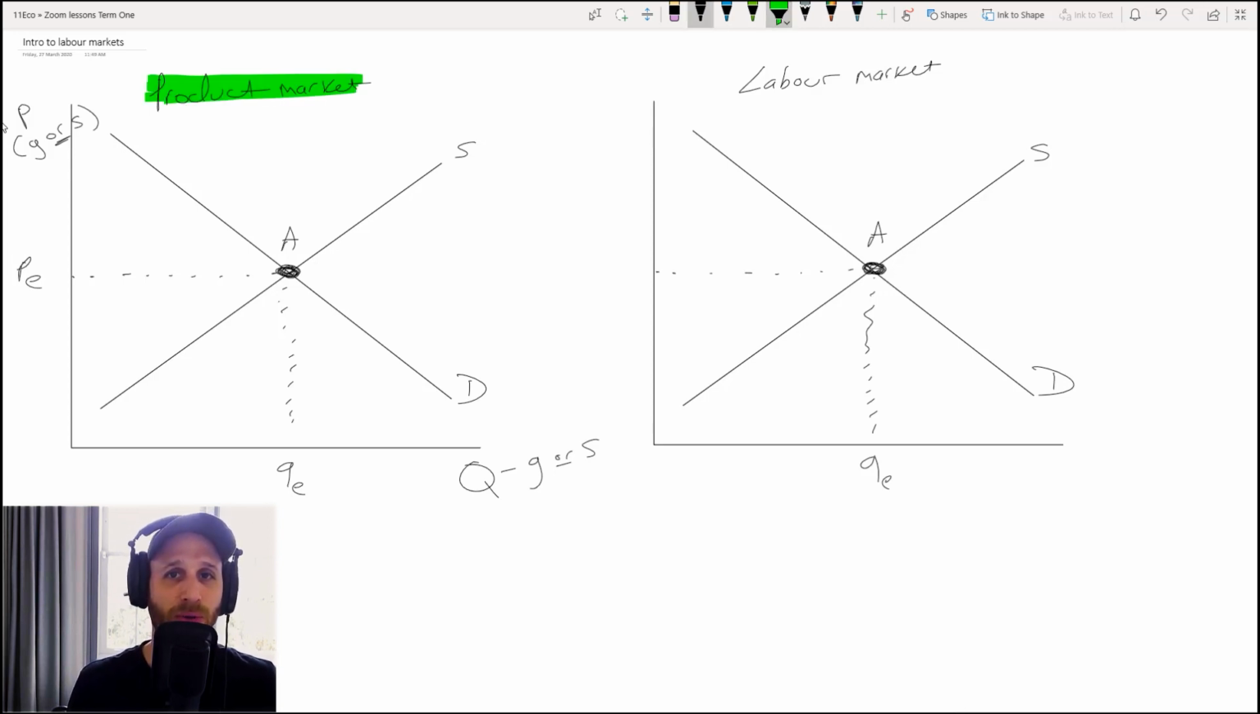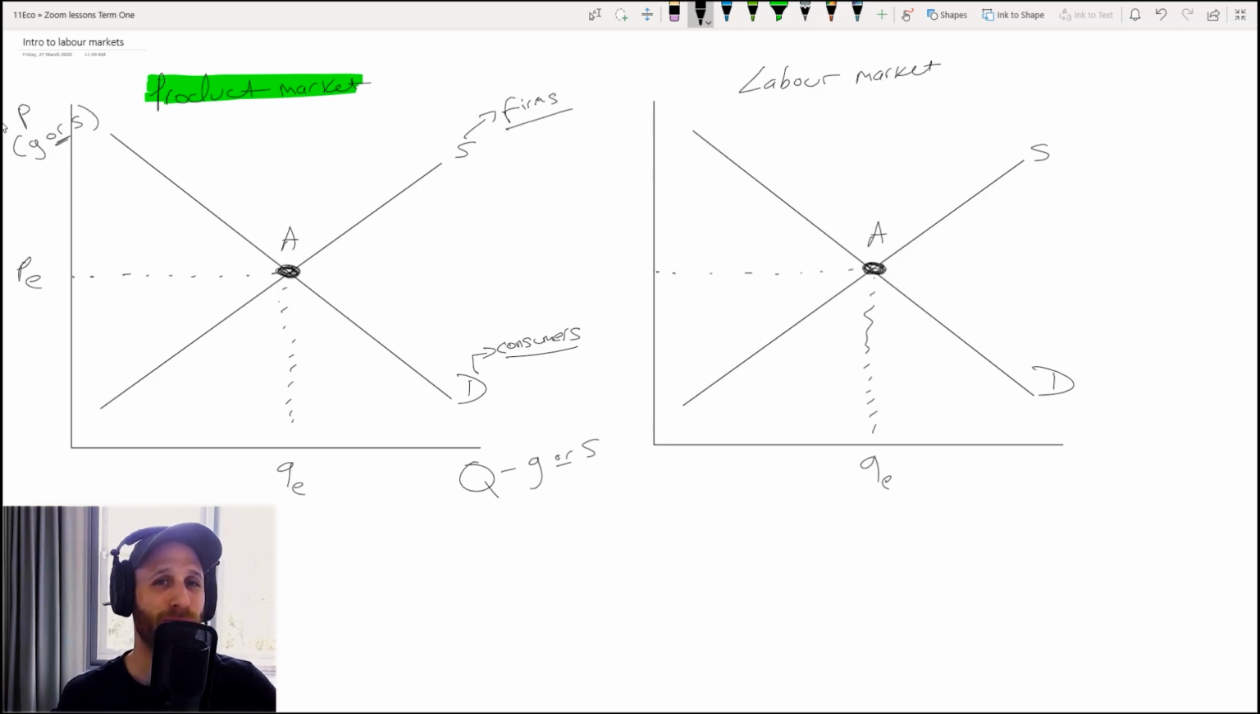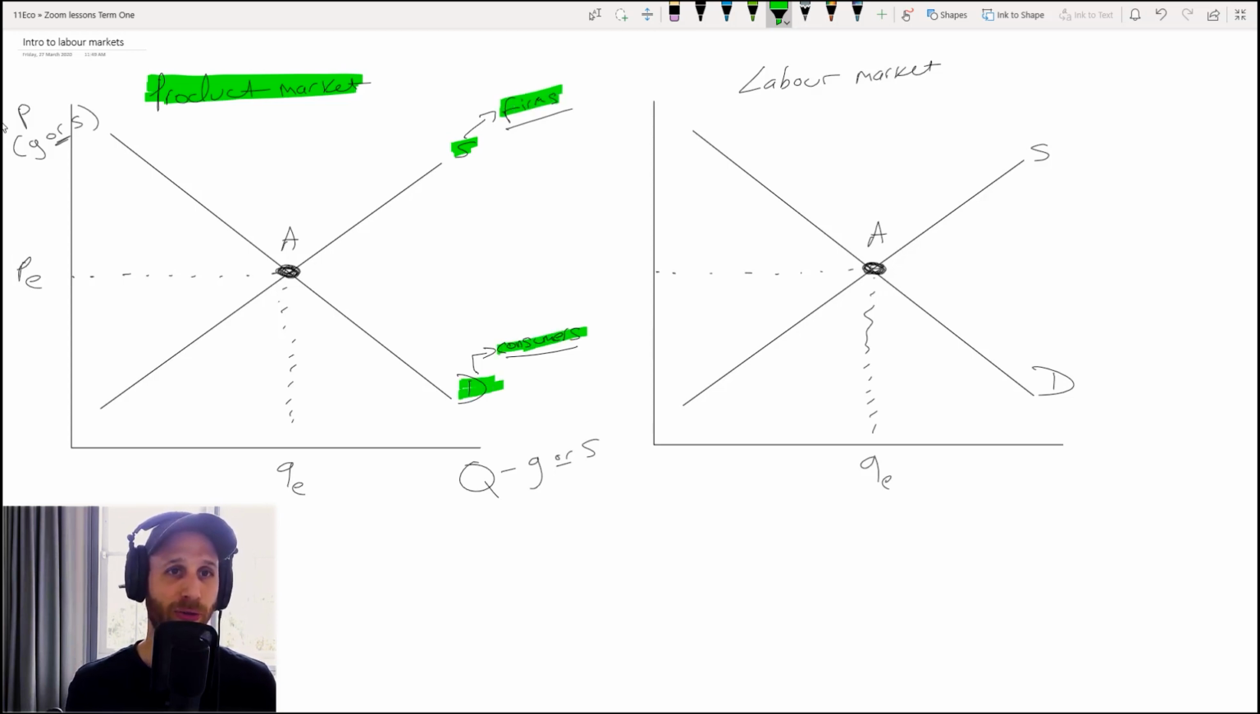If we go a little bit deeper here, we can say that in a product market, demand comes from consumers. Consumers are the ones that want the cameras. Supply, on the other hand, comes from firms. They are the ones who supply the cameras, right? So in a product market, supply is firms, and demand is consumers.